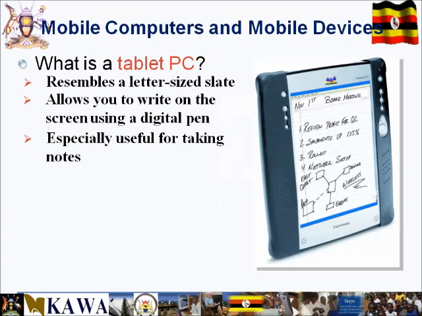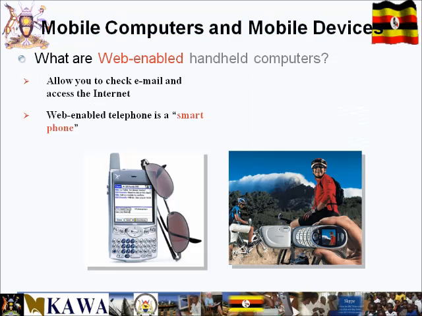And what is a mobile computer? A mobile computer may be a tablet. So with mobile computers and mobile devices, we have the tablet. So what is a tablet PC? It resembles a letter-sized slate. It allows you to write on the screen using a digital pen, especially useful for taking notes.